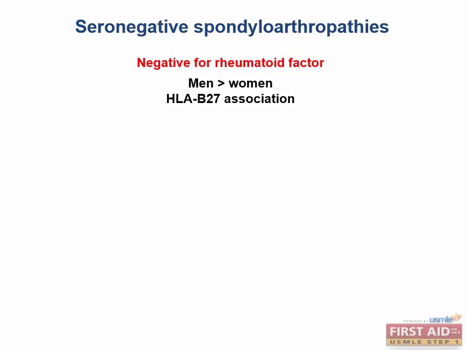HLA-B27, a gene that helps to encode for MHC1 molecules, is strongly associated. Again, there are 4 types of seronegative spondyloarthropathies, including psoriatic arthritis, ankylosing spondylitis, inflammatory bowel disease, and reactive arthritis. A list you can remember with the memory aid PAIR, P-A-I-R.